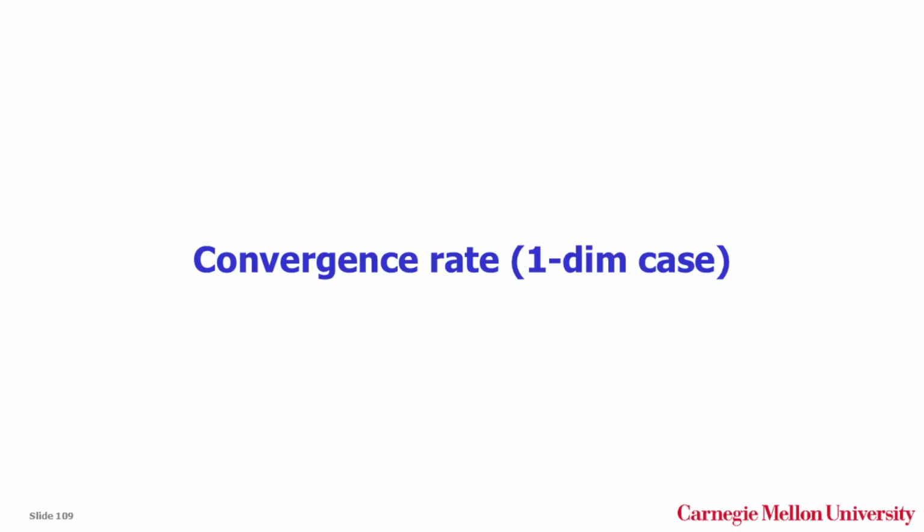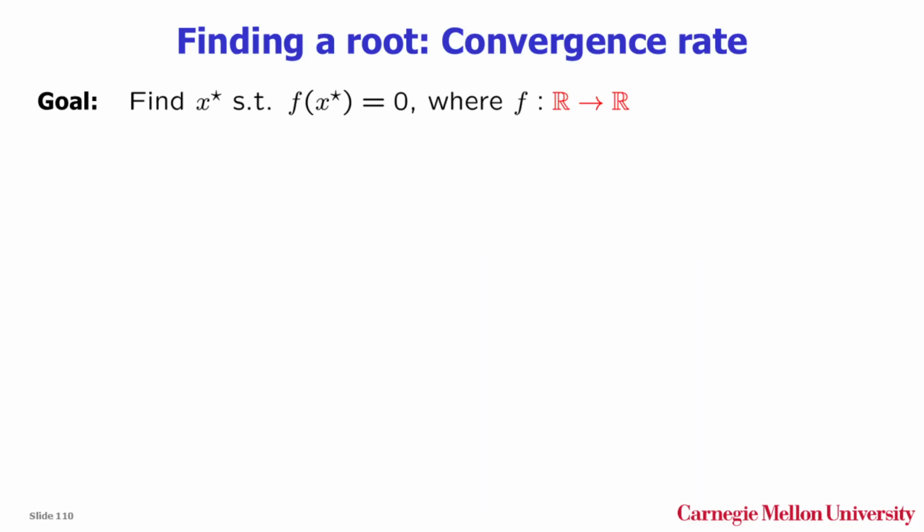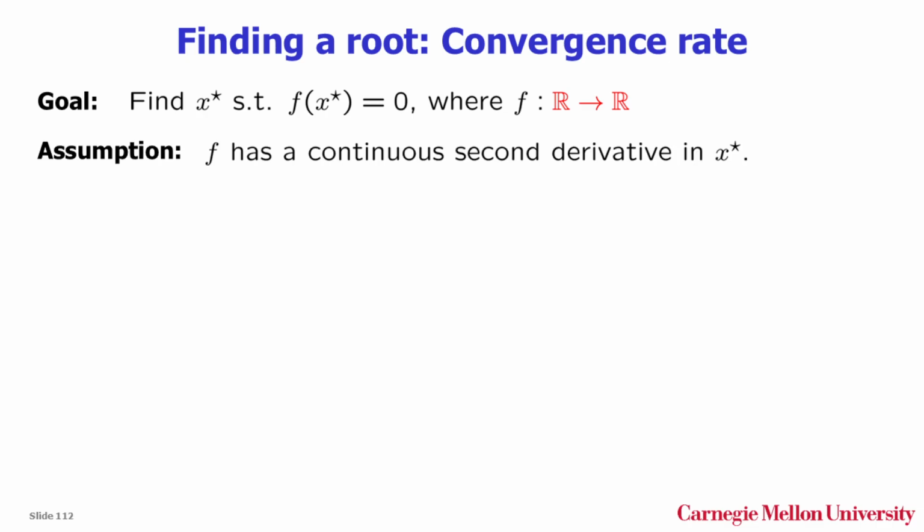Finally, we are ready to investigate the convergence rate of Newton's method. We will start with a simple one-dimensional case and later consider the more general higher dimensional setting. Our goal is to find x star such that f of x star equals 0. We assume that f maps from one-dimensional real numbers to one-dimensional real numbers. Assume also that f has a continuous second derivative at x star.